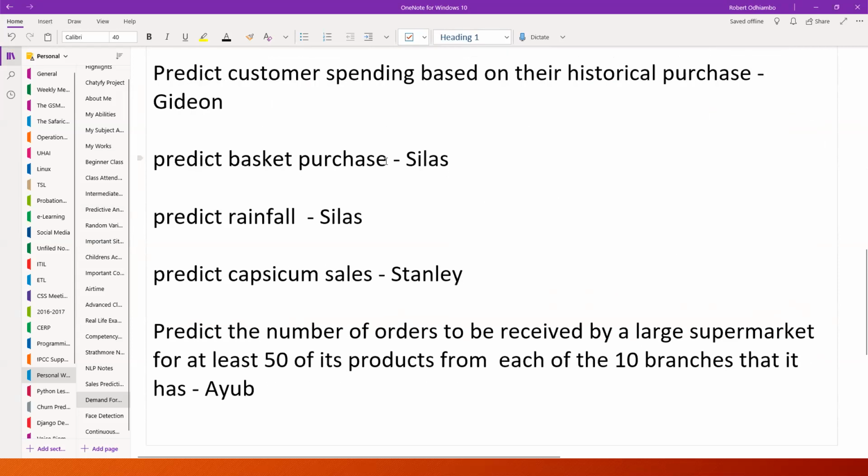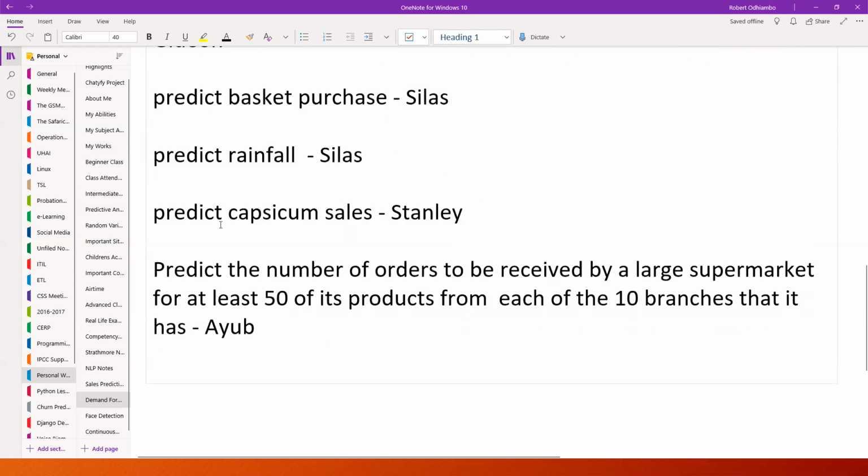And then predict basket purchase, predict rainfall, predict capsicum sales, predict the number of orders to be received by a large supermarket for at least 50 of its products from each of the 10 branches that it has.